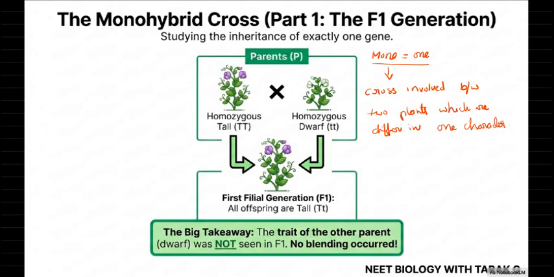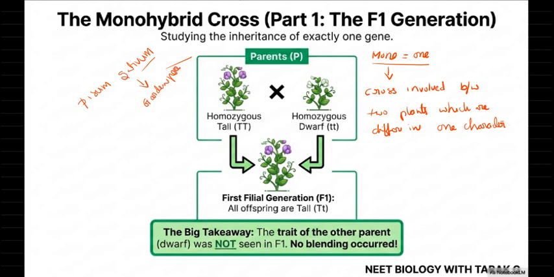Mendel conducted hybridization techniques in Pisum sativum. What is the plant name? Pisum sativum is the plant. It is generally called the garden pea.